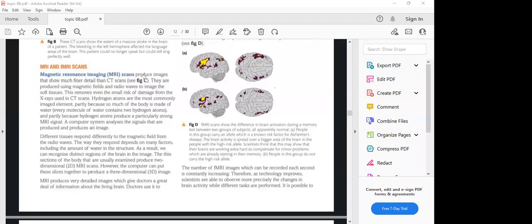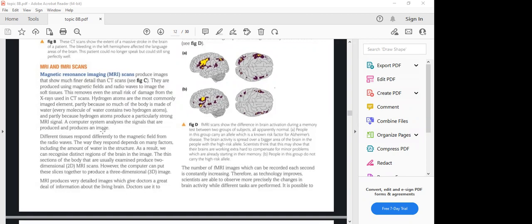Magnetic resonance imaging, MRI scans, produce an image that shows much more detail than the CT scan. They are produced using a magnetic field and radio waves to image the soft tissues. This removes the small risk of damage from the X-rays of a CT scan. Hydrogen atoms are the most commonly imaged element, partially because much of the body is made up of water. Every molecule of water contains two hydrogen atoms, and partially because the hydrogen atom produces a particularly strong MRI signal.